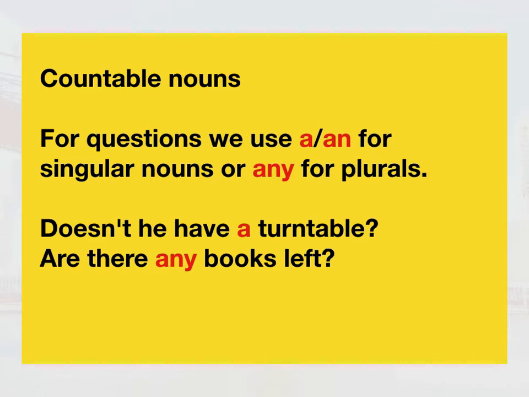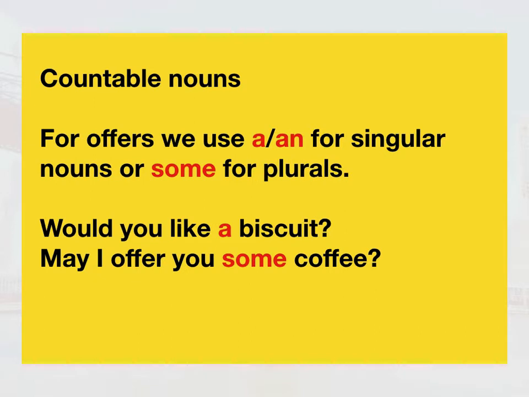For questions, we use a or an for singular nouns or any for plurals. Doesn't he have a turntable? Are there any books left? When we make an offer, we use a or an for singular nouns or some for plurals. Would you like a biscuit? May I offer you some coffee?